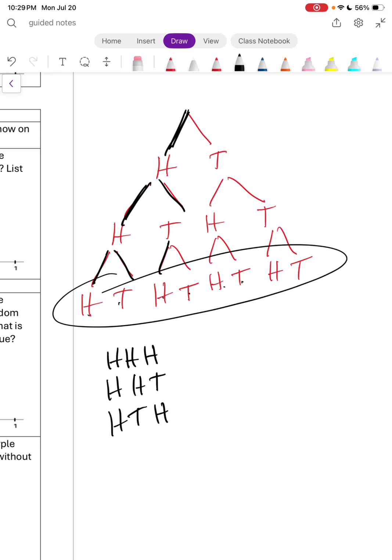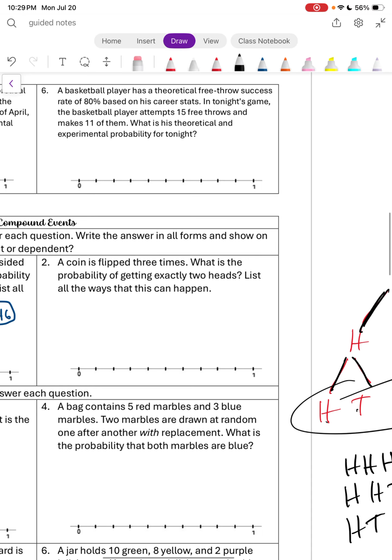Was there a better way of counting that? Yes. You're doing 3 things. How many different ways can your coin land the first time? 2. How many different ways can it land the second time? 2. And again, we could have used the counting principle, multiply those together. Look, we get 8 ways.